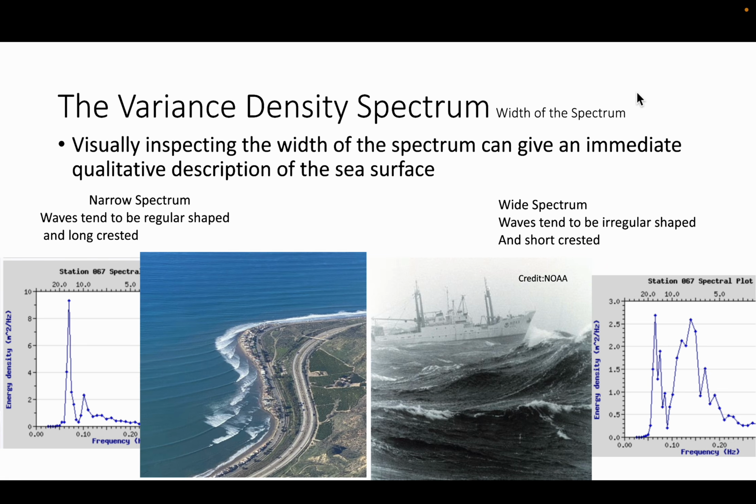Okay, let's do some examples of the variance density spectrum. Really, it's the width that's going to tell you the most about what the ocean's doing. In this example, we're looking at a narrow spectrum. Right here at about 15 seconds, we have a really narrow spectrum, a really nice peak right there. These are the waves we'd probably expect to see: lots of waves lined up, equally spaced, long crested, very regular.